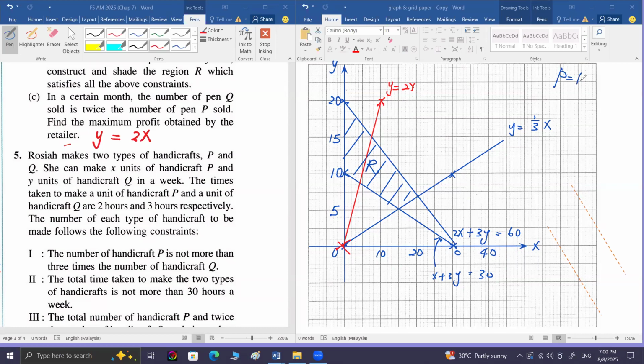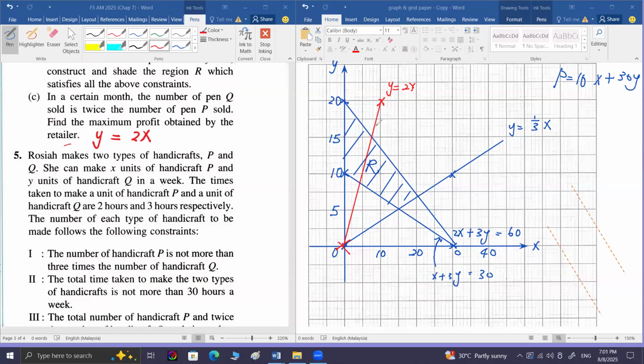profit. We know that is 10x plus 30y. So from this line, the question said, when y is 2 times of x, which one will you get the maximum value? Okay, class, listen to me, because we want to know 10 ringgit for 1 pen of x, 30 ringgit for pen of y. So x and y represent the number of pens.